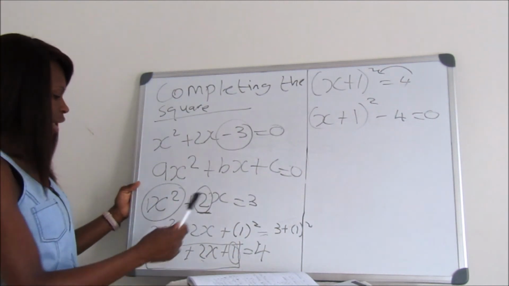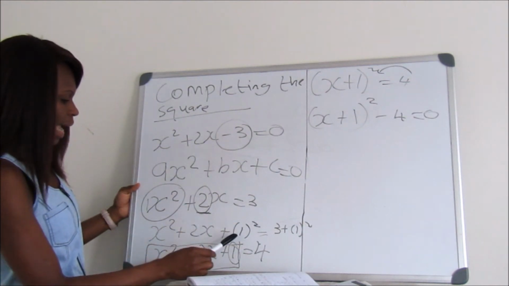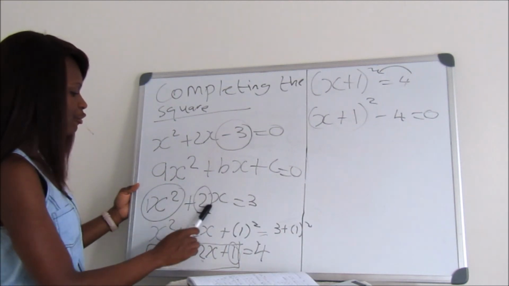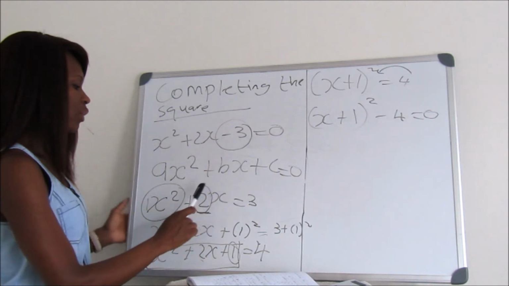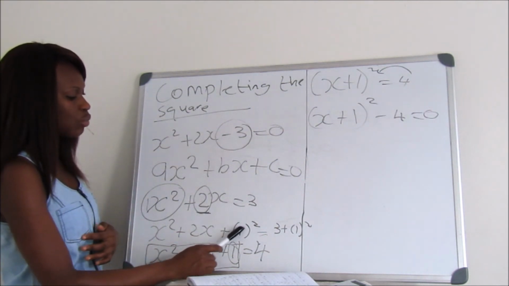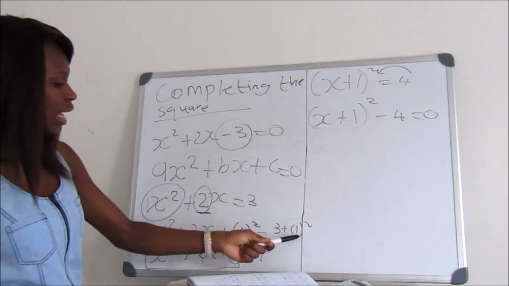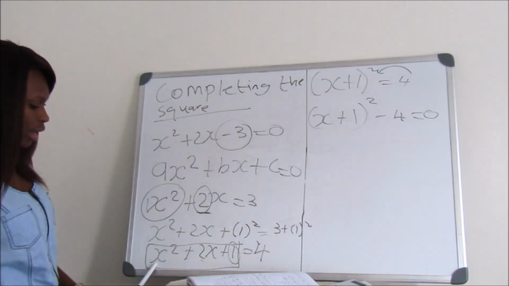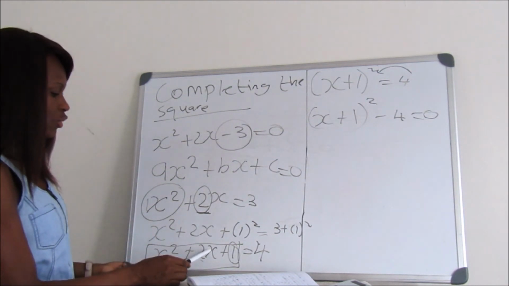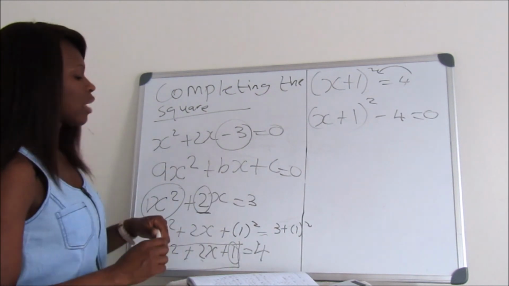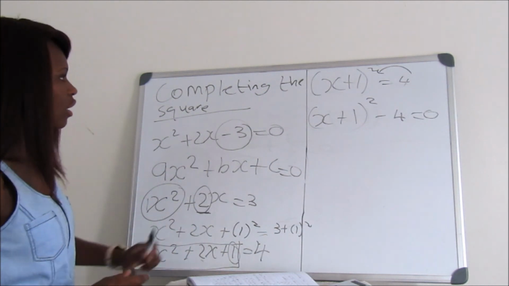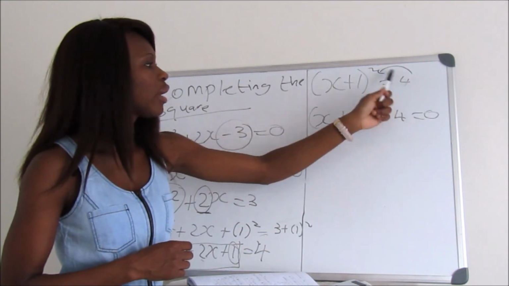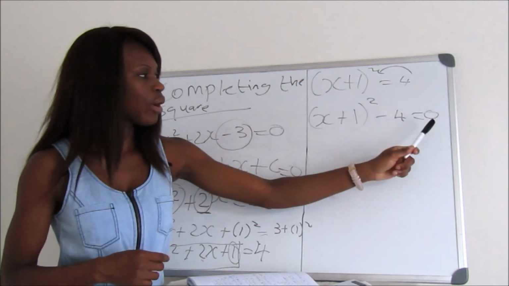Then we add half of the coefficient of x and square it. The coefficient of x in this case is 2, and when we halve it, it will be 1. Then we add 1 squared on both sides of the equation. We will be left with x squared plus 2x plus 1 is equal to 4. Then we factorize that side of the equation and get x plus 1 squared is equal to 4. We then take 4 to this side of the equation, which will be negative 4 is equal to 0.